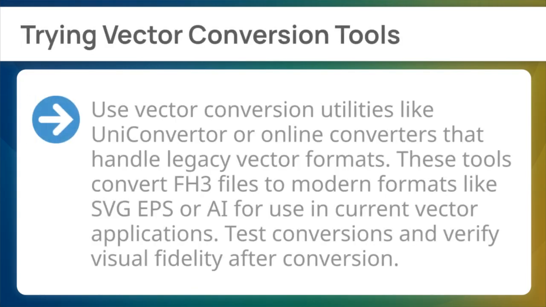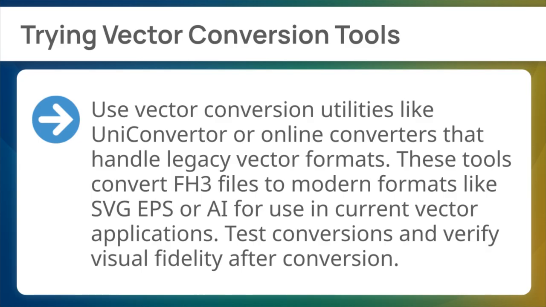Next, trying vector conversion tools. Use vector conversion utilities like UniConverter or online converters that handle legacy vector formats. These tools convert FH3 files to modern formats like SVG, EPS, or AI for use in current vector applications. Test conversions and verify visual fidelity after conversion.